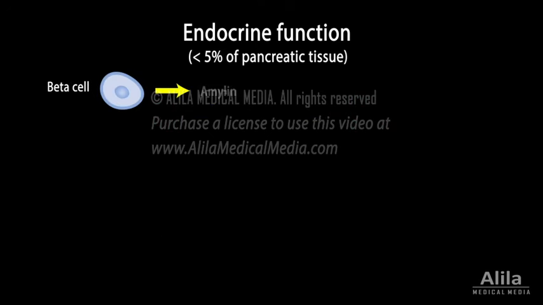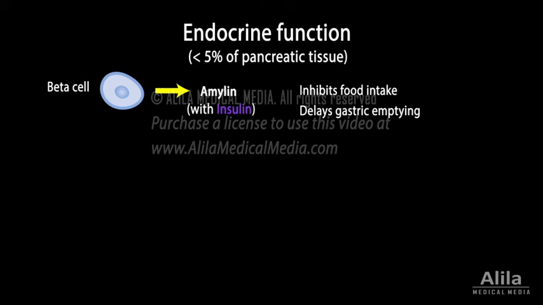Beta cells also produce amylin, which is co-secreted with insulin. Amylin inhibits food intake, delays gastric emptying, and suppresses glucagon secretion.